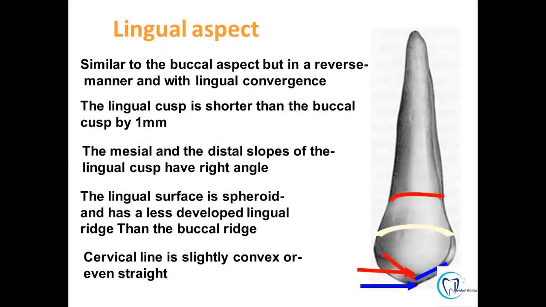Now coming on to the lingual aspect, the lingual anatomy is very much similar to that of the buccal aspect, but it shows a lingual convergence because the lingual cusp is shorter. So the mesial side, distal side, and the buccal cusp can be appreciated from the lingual view. Also, the crown shows somewhat rounded protuberances because it is smoother and more rounded in comparison to the buccal aspect. And when we see the slopes, the mesial and distal slopes of the lingual cusp meet each other at a perpendicular angle, that is 90 degrees.